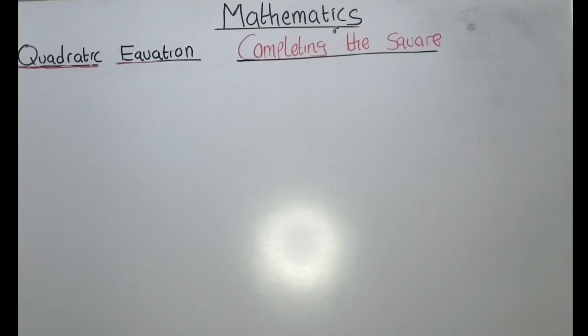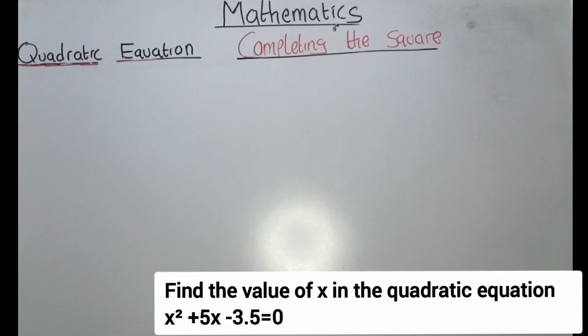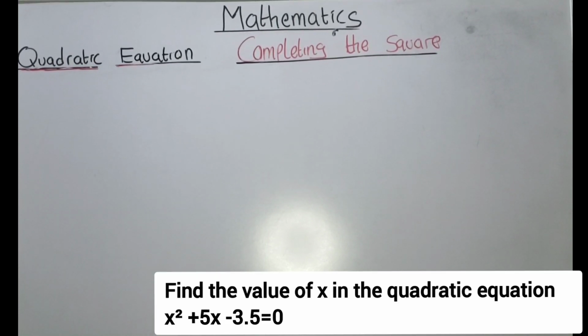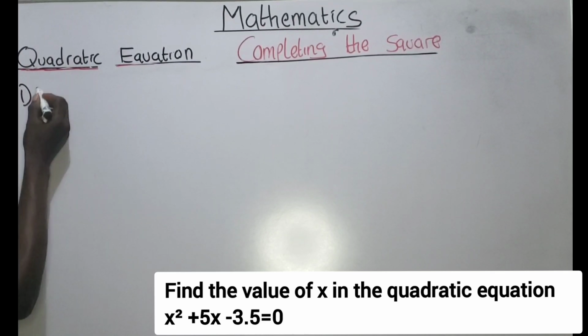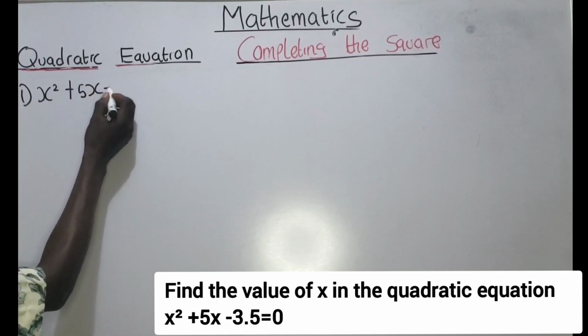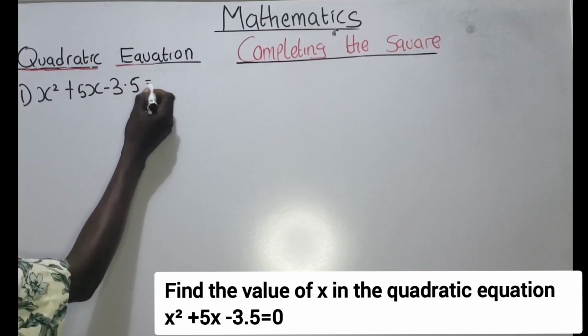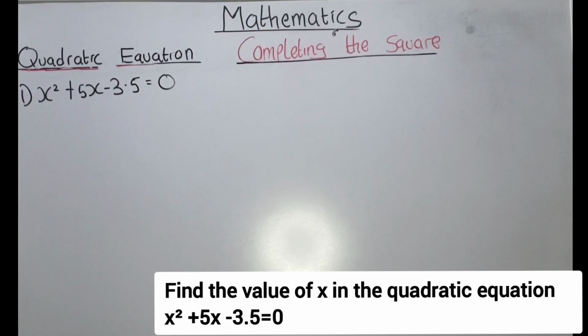In this class, we're going to learn how to solve quadratic equations that are not factorizable. Okay, let's start with the first question. Find the value of x in the quadratic equation x squared plus 5x minus 3.5 equals 0. Now, how do we solve for the value of x in this quadratic equation?